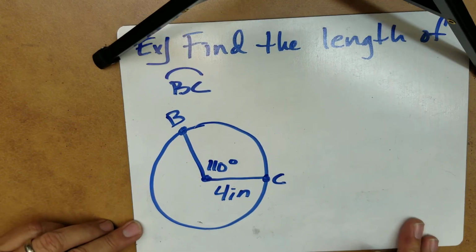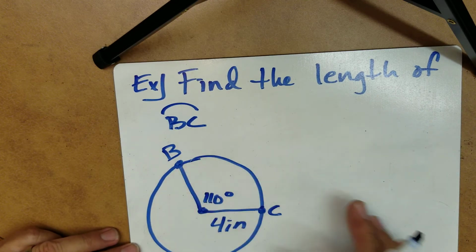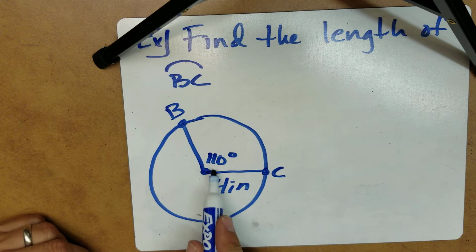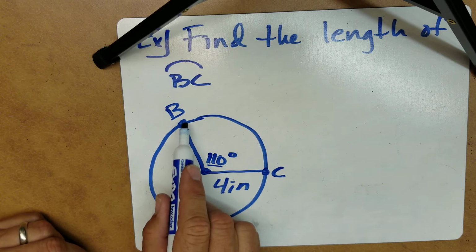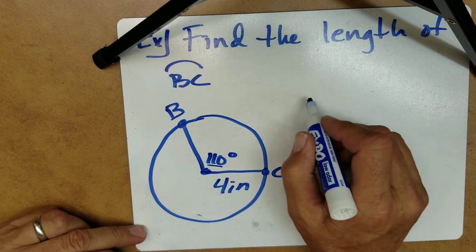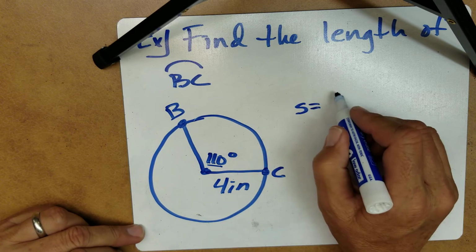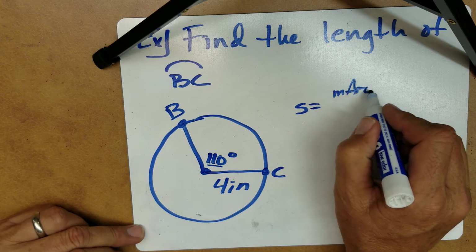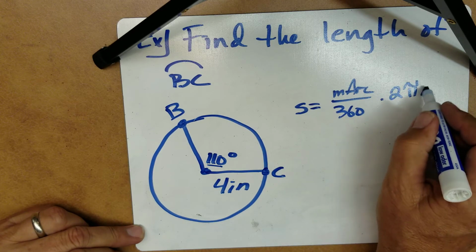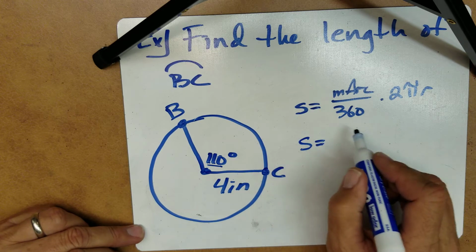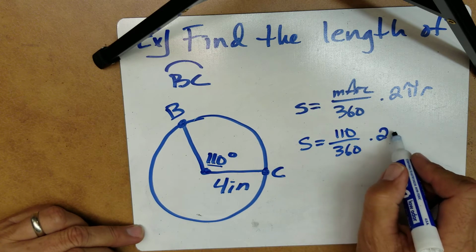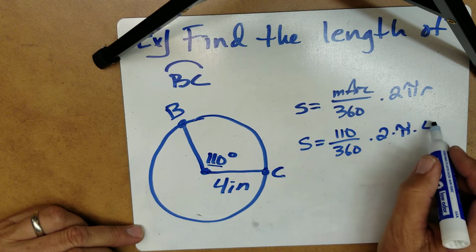All right, so here's an example. Find the length of arc BC. Here's arc BC. Now, we don't need the measure. I've got the central angle. It's 110, so that's 110 degrees. What I need is the arc length formula. S equals the measure of the arc, which I know is 110, divided by 360 times 2 times pi times r. All I have to do is plug some numbers in there. That's 110 divided by 360 times 2 times pi times 4, like so.